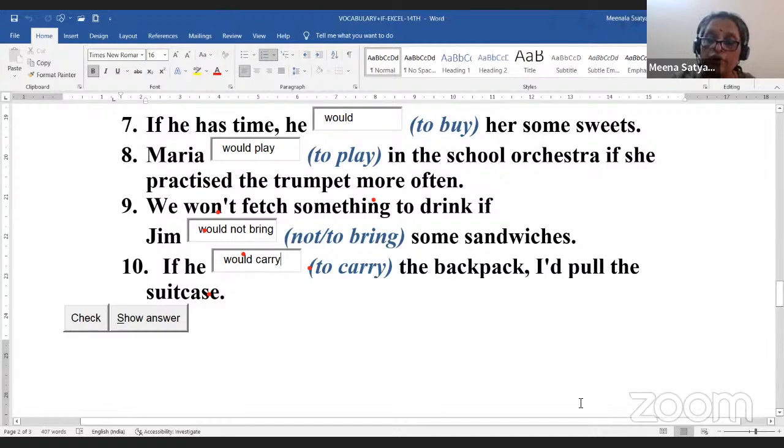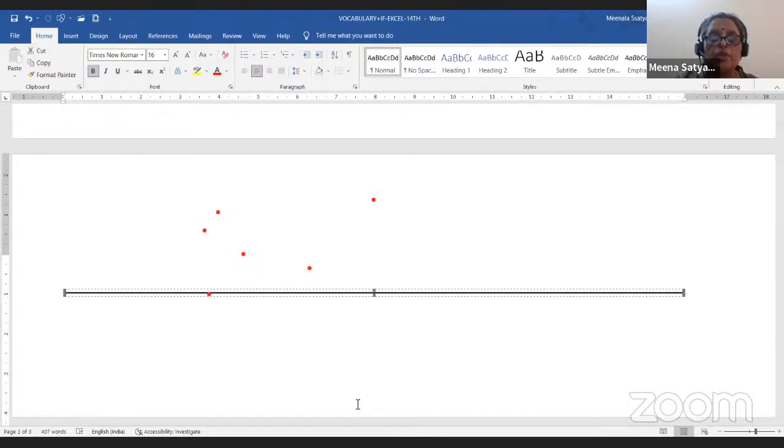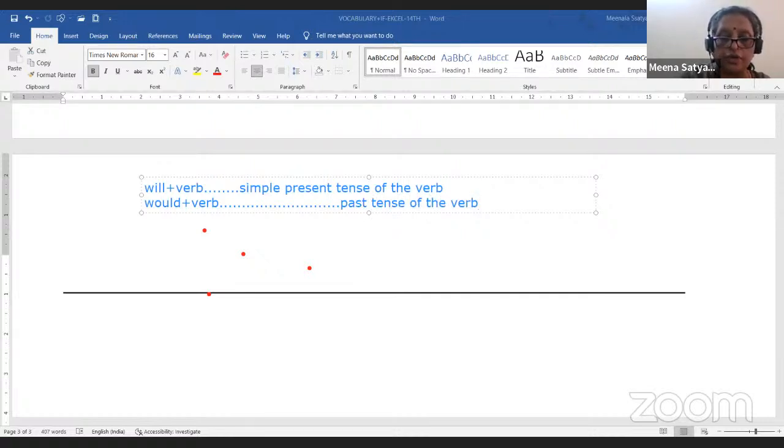So today, what I've done is I have dealt with two types. So let me show the two types and tell you. In the two types, I have used one is will plus verb, and the other one would be simple present tense of the verb. In the other one, it is would plus verb, and it will be, sorry, the past tense of the verb. So this will be combined with if.